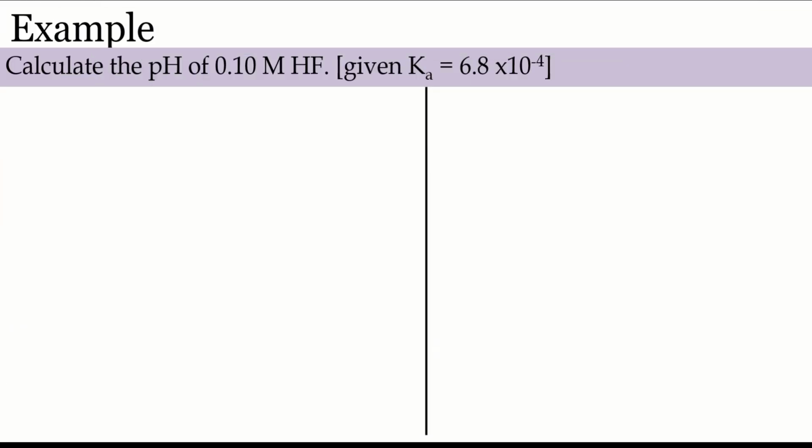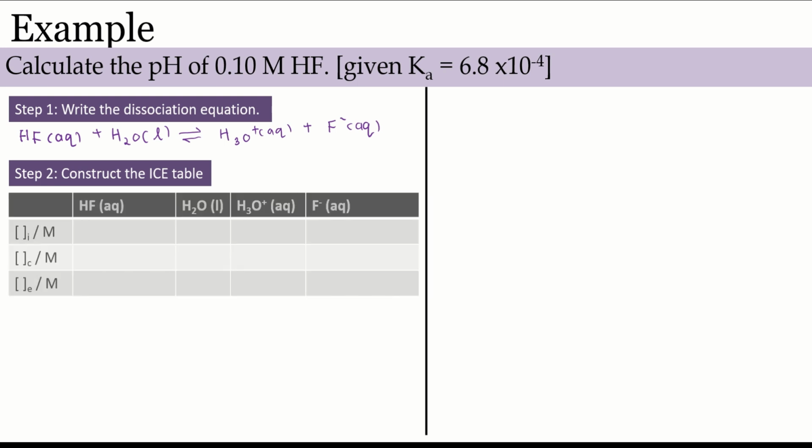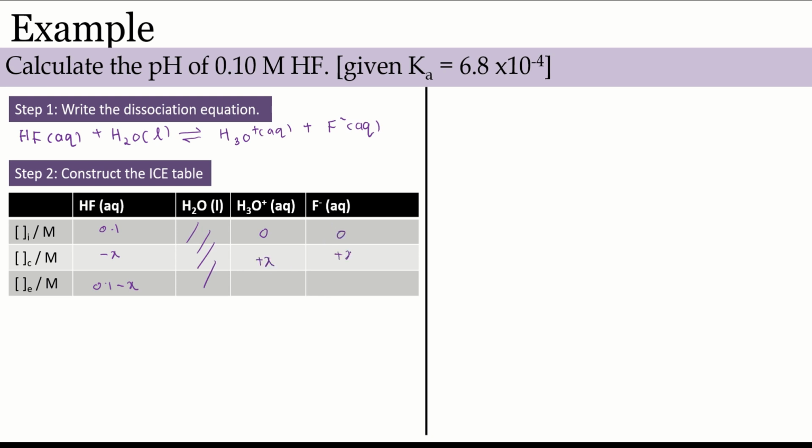We were given Ka is equal to 6.8 exponent negative 4. We were asked to calculate the pH untuk 0.1 molar HF. So, the first thing that we have to do is kita mestilah tulis equation dia. Yang kedua, kita mesti construct dia punya ice table. Kita tahu bahawa initial concentration dia adalah 0.1 tolak X. So, 0.1 tolak X. Ini kita cancel. Ini adalah kosong, kosong, tambah X, tambah X. So, ini akan jadi X. Dan ini akan jadi X.